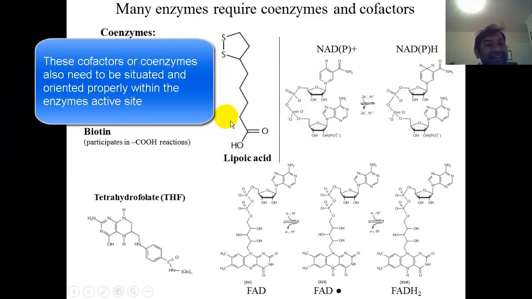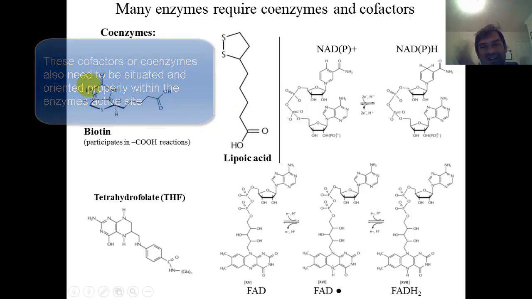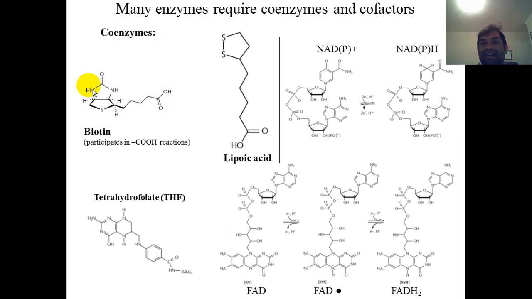So a lot of diseases can manifest themselves, for example, if biotin is not lodged correctly into the active site or does not have access to the active site. So that's a very important point for us to realize. It's not just the protein and the active site amino acids that are important, but making sure that these cofactors, if the enzyme requires a cofactor, are also put in the proper orientation and place within the active site of the enzyme.